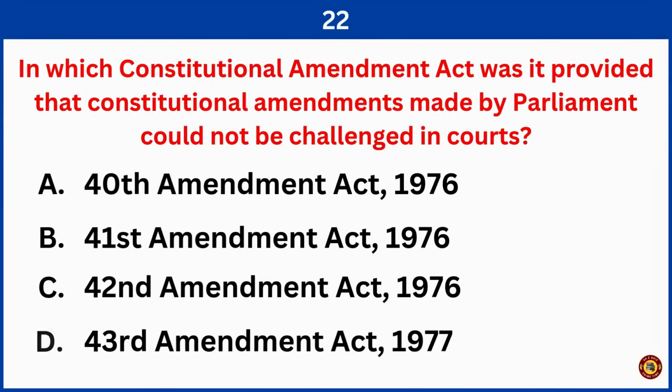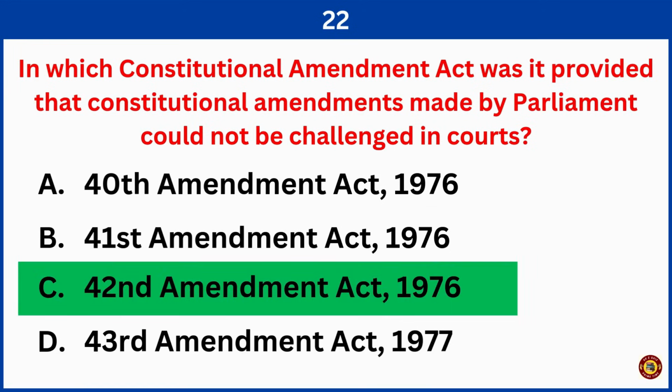In which constitutional amendment act was it provided that constitutional amendments made by Parliament could not be challenged in courts? Right answer is option C, 42nd Amendment Act 1976.